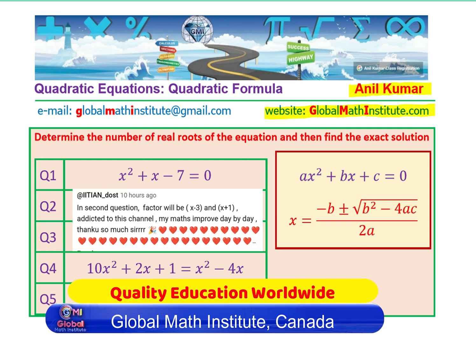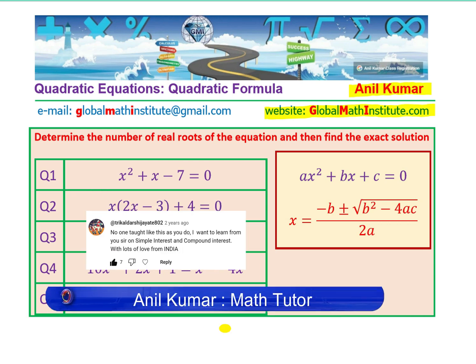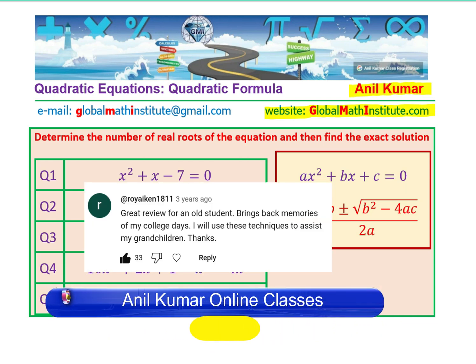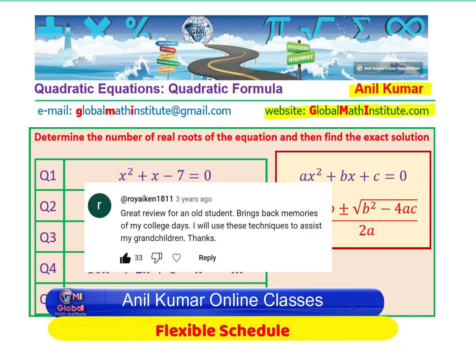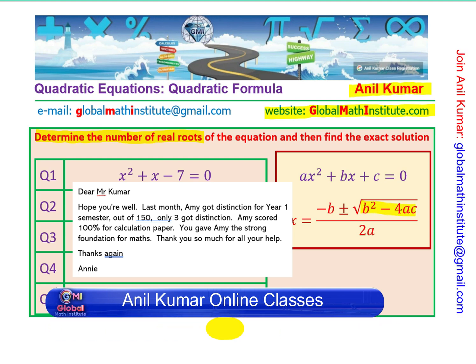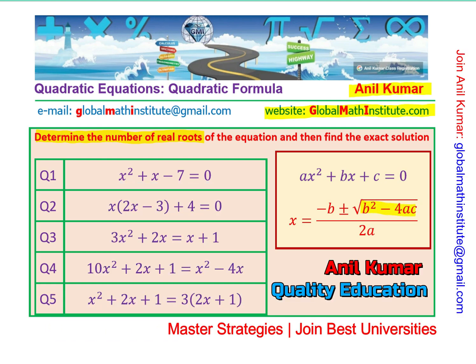In this video, we will see how we apply the quadratic formula to solve quadratic equations. But before that, we'll also look into a couple of things. First, we need to determine the number of real roots. That you get by analyzing b squared minus 4ac. So the first step will be to find the number of real roots, and then find the exact solution.